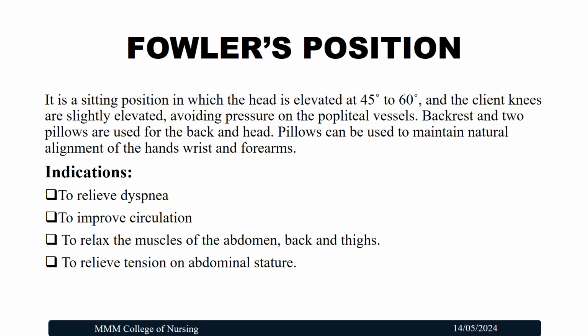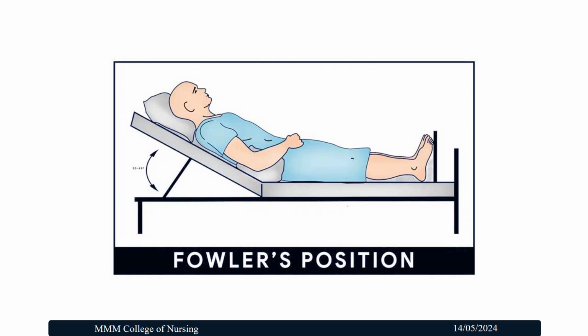Next, we are going to discuss Fowler's position. It is a sitting position in which the head is elevated to about 45 to 60 degrees and the client's knees are slightly elevated to avoid pressure on the popliteal vessels. Backrest and two pillows are used for support at the back and the head. Pillows can be used to maintain natural alignment of the hands, wrist and forearms. Indications: to relieve dyspnea, to improve the circulation, to relax the muscles of the abdomen, back and thighs, to relieve tension on abdominal sutures. This is Fowler's position.